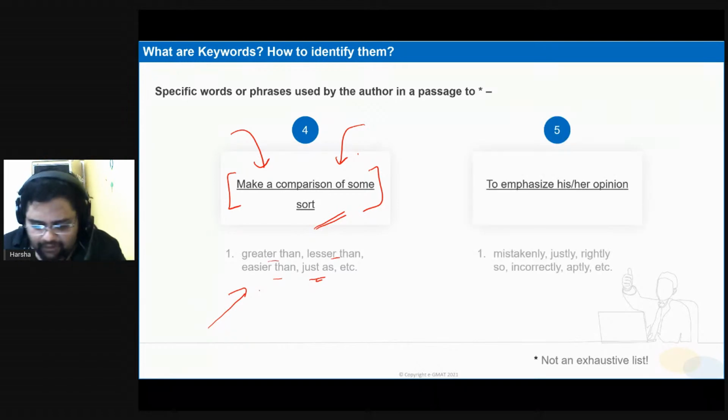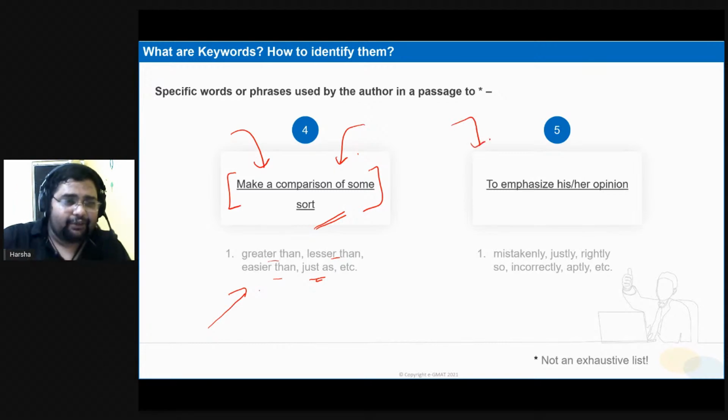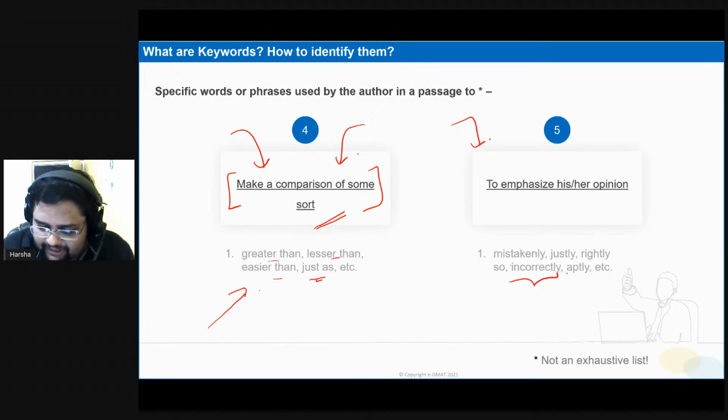The last type I want to emphasize to you is that the author can use specific words to indicate that, hey, this is something I agree with or this is something I disagree with. For example, when the author is talking about research done by some scientists, and then the author says, these scientists incorrectly concluded that work from home is bad for productivity. You should look at that word incorrectly and ask the question: why is this incorrectly here? And that's when you get the answer.